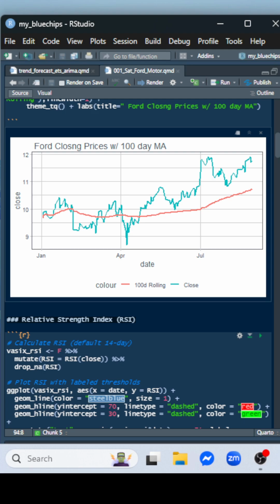Of course, this is Blue Chip Saturday. That means, what is it? That means it's also Ford, one of the bluest of the blue chip stocks out there.